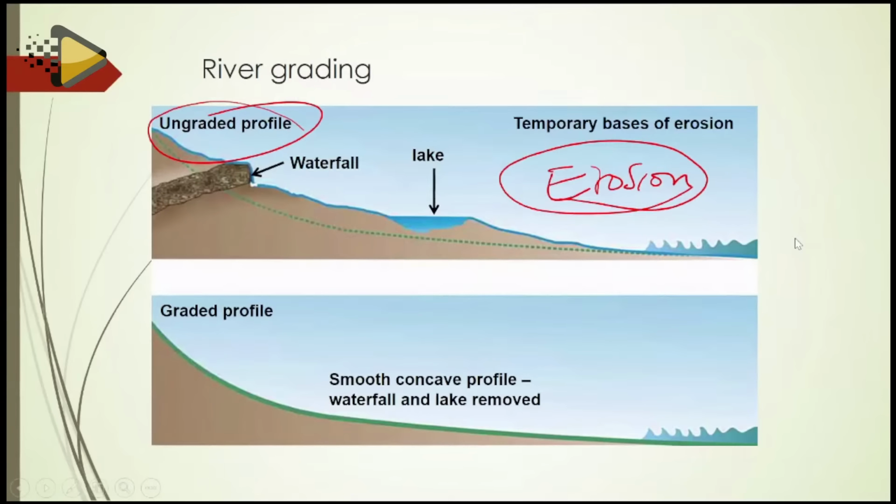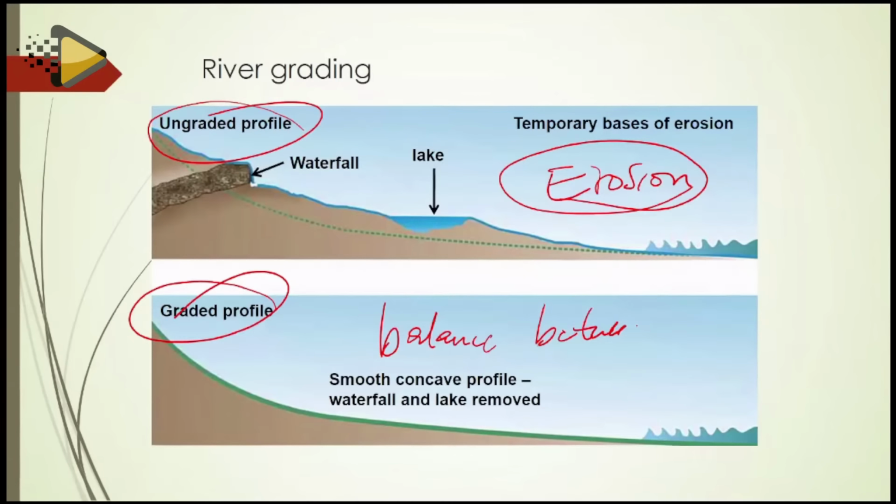But this one is a graded profile, which means there is a balance between erosion and deposition. So in this profile, graded profile, we say this is in equilibrium. There is no dominant process.